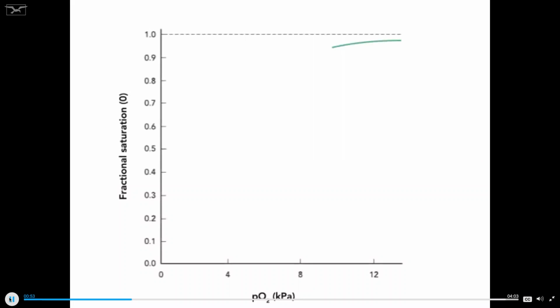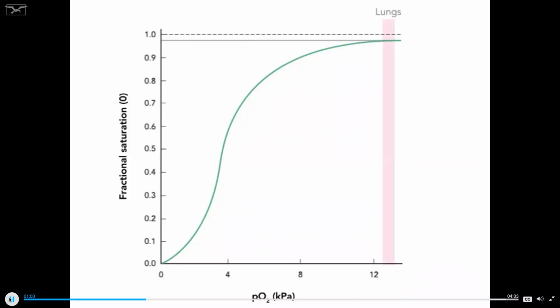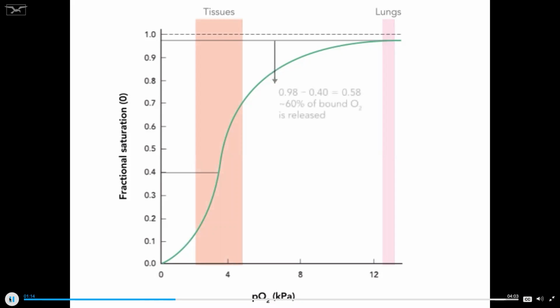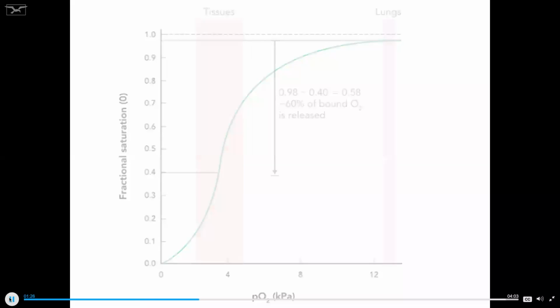The oxygen binding profile of hemoglobin produces a sigmoidal curve. Oxygen saturation drops from 0.98 in the lungs to 0.40 in the tissues. Therefore, at the high oxygen concentrations in the lungs, hemoglobin is almost fully bound to oxygen. But with low oxygen concentrations in the tissues, hemoglobin releases about 60% of its bound oxygen. The difference in partial pressure of oxygen between the lungs and the tissues facilitates a change in oxygen affinity.